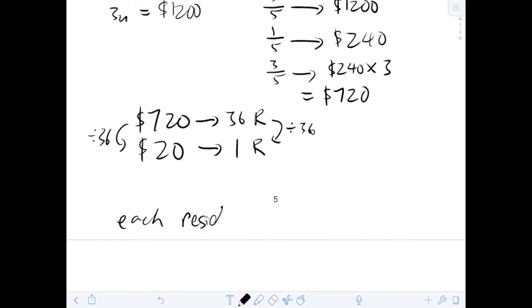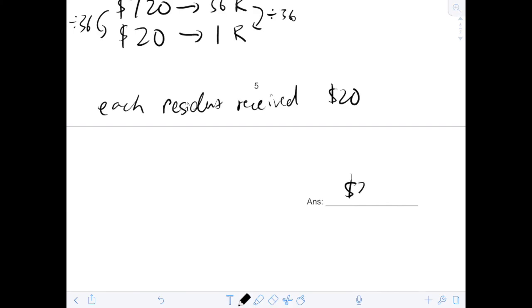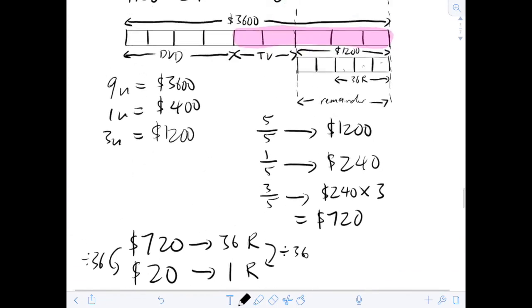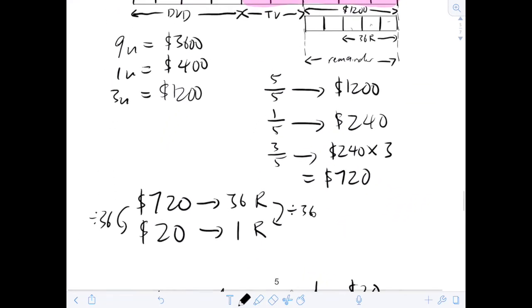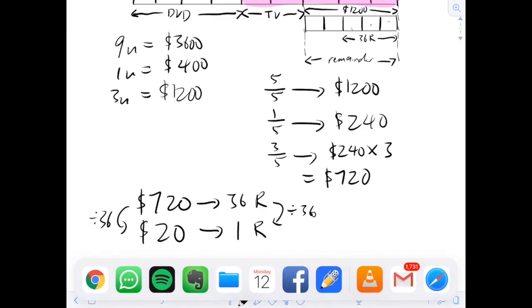So here your answer will be $20. Alright, I hope this helps you to understand, and it will help you in your future exams. Okay, so that's the end of this tutorial.